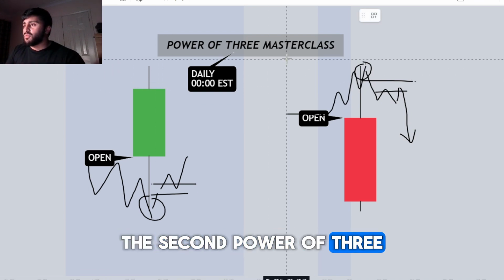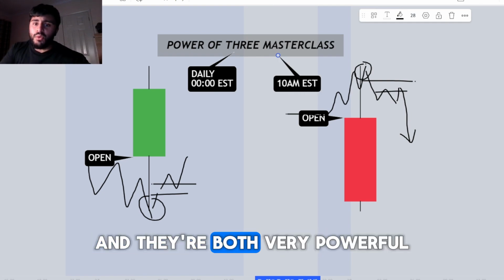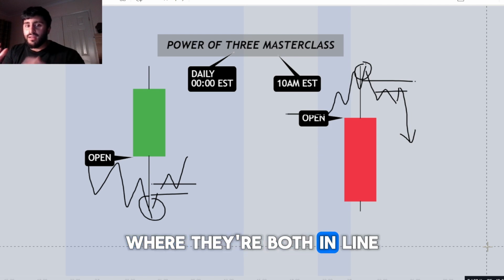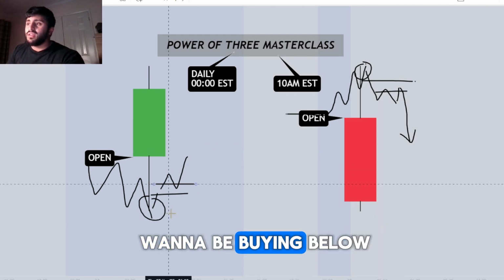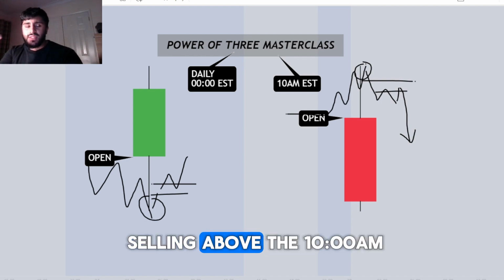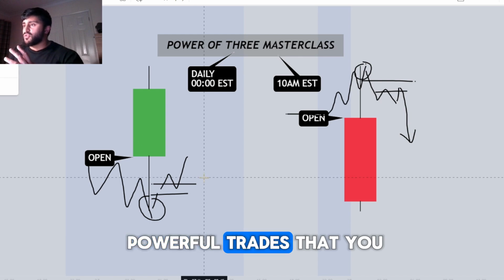The second Power of Three I'm looking for is the 10 a.m. Power of Three. And they're both very powerful. And when you can align a trade where they're both in line, so for example, you want to be buying below the daily and the 10 a.m. Eastern, and you want to be selling above the 10 a.m. and the daily Eastern, these are the most powerful trades that you can take, right?